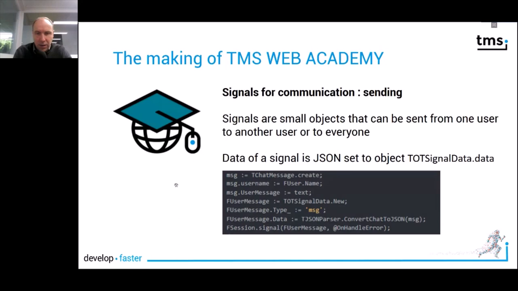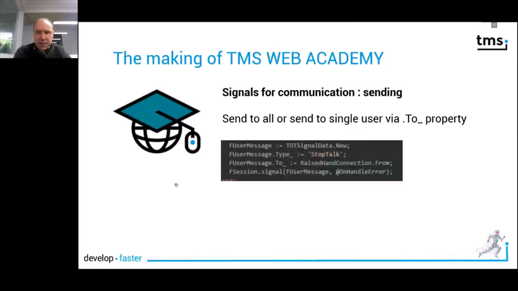The code snippet that you see here is actually the signal that is used for sending out the chat message. So if you would have added a message to the chat window, this is the code that is being executed. So what is happening is that the text that you have entered is wrapped into a JSON object, and that JSON object is set to the data of the message, and that message is put on the signal. And in this case, you determine with the to property whether this signal is sent to everyone or just to one client.